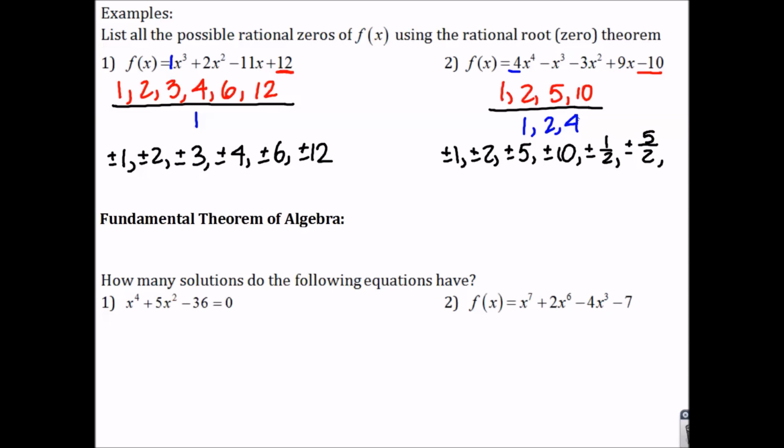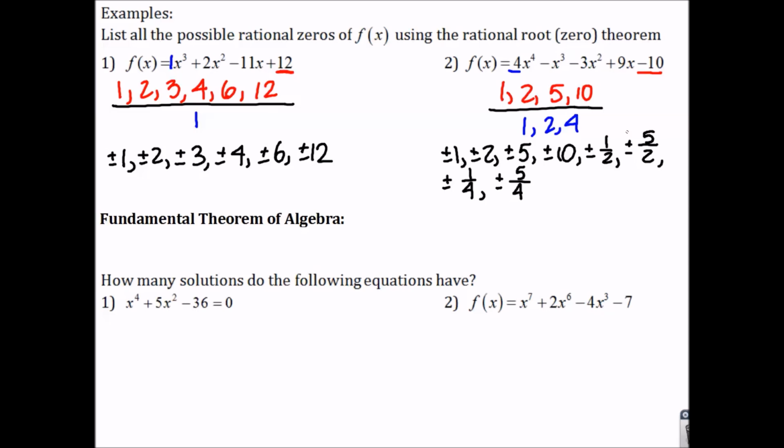Then we have 1 divided by 4, which is 1/4. 2 divided by 4 simplifies to 1/2, which we already have. Then we have 5 divided by 4. And 10 divided by 4 simplifies to 5/2. So that is our list of possible rational roots.